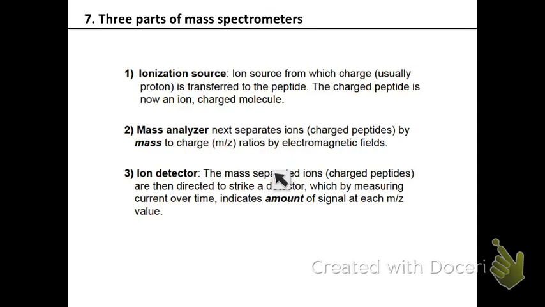Okay, so these ions are charged, they're separated, and then the detector takes these separated ions, which is a strike to itself, then measures the ion current over time, and the more current, then it's going to indicate the amount of signal at each m to z value.